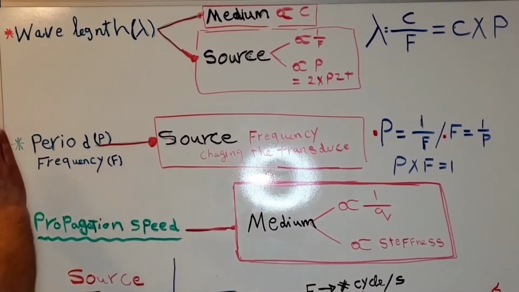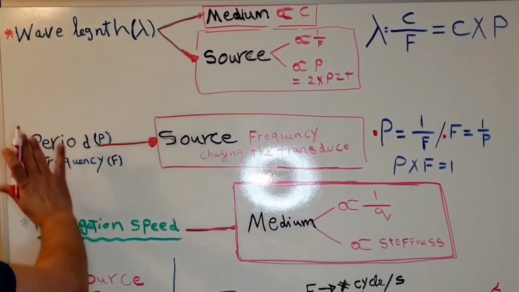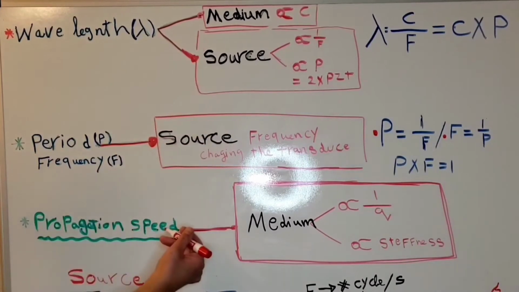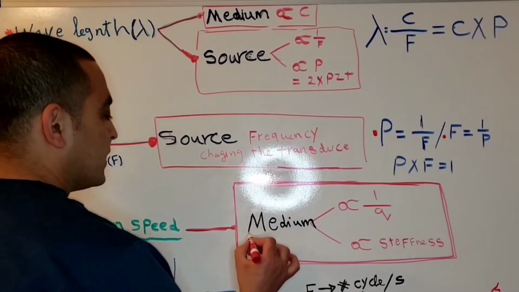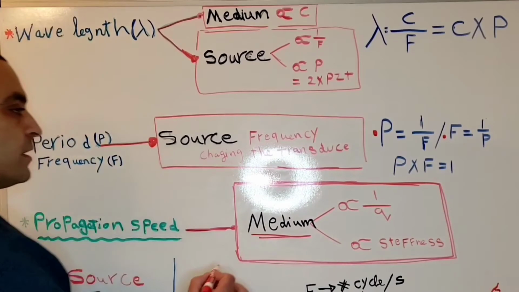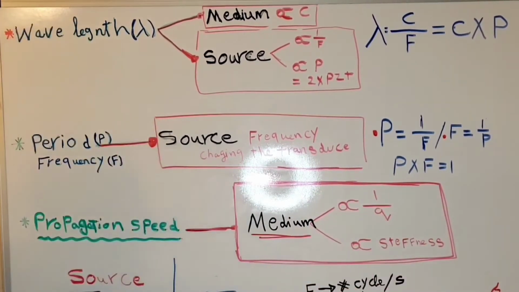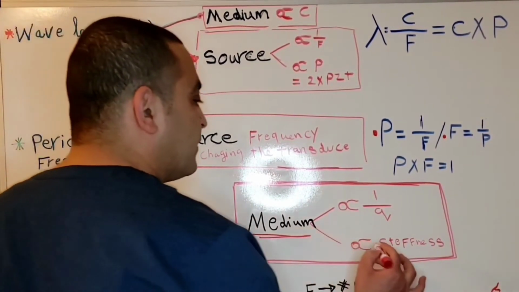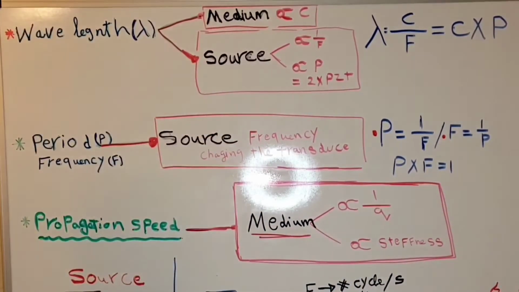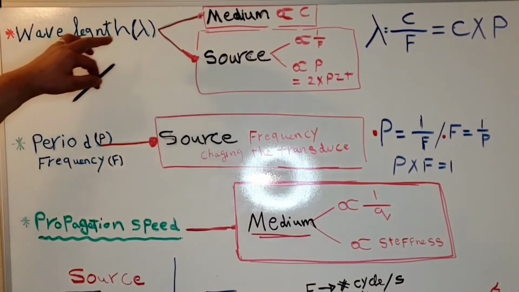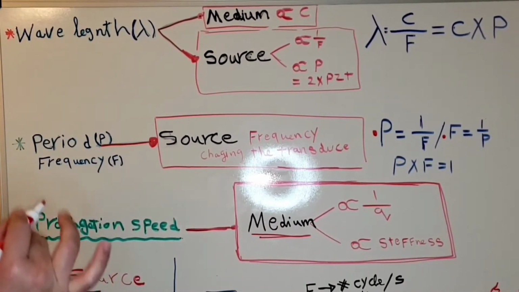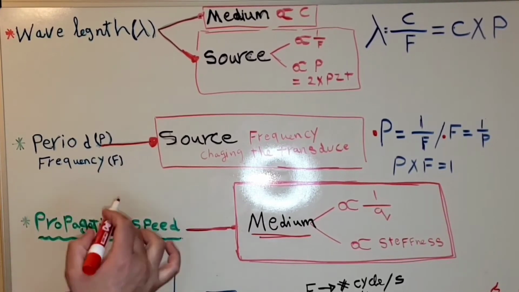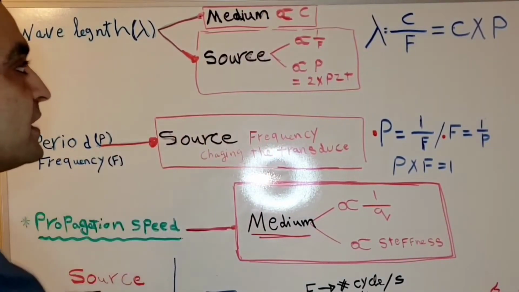Now we'll understand the relationship between the wavelength, the period, and the frequency, and how they are related to the propagation speed. We learned before that the propagation speed depends only on the medium. And how does it depend on the medium? It's inversely related to the density and directly related to the stiffness. The wavelength is dependent on the medium and the source. How does it depend on the medium? It depends on the medium because it's directly related to the propagation speed.